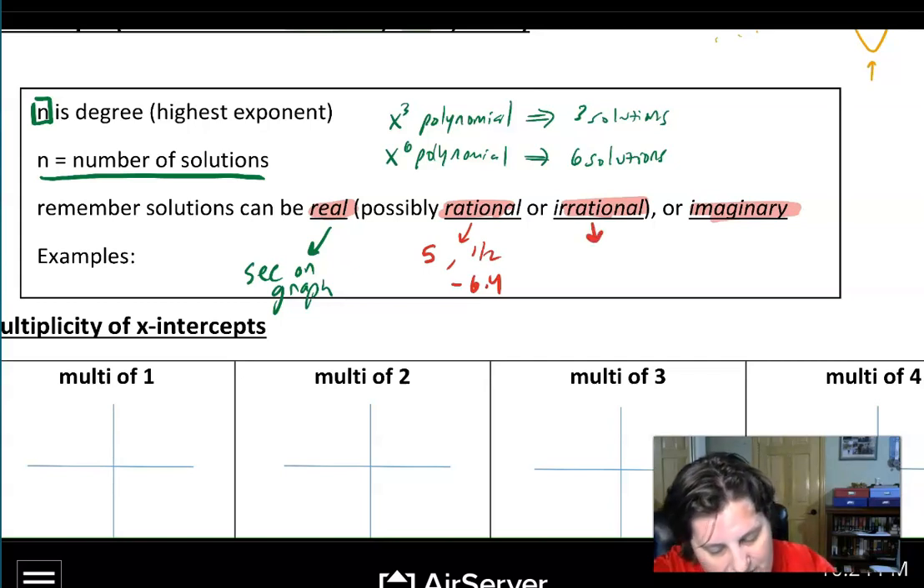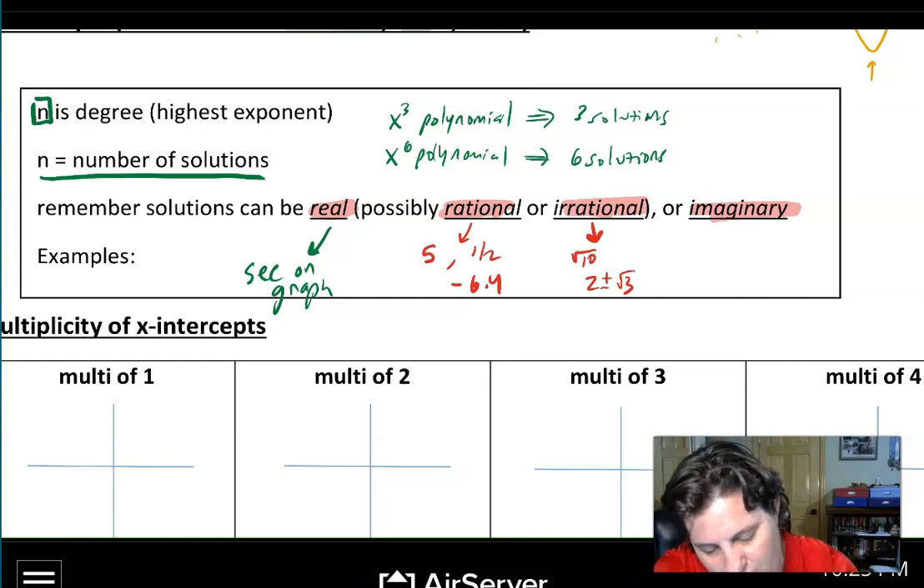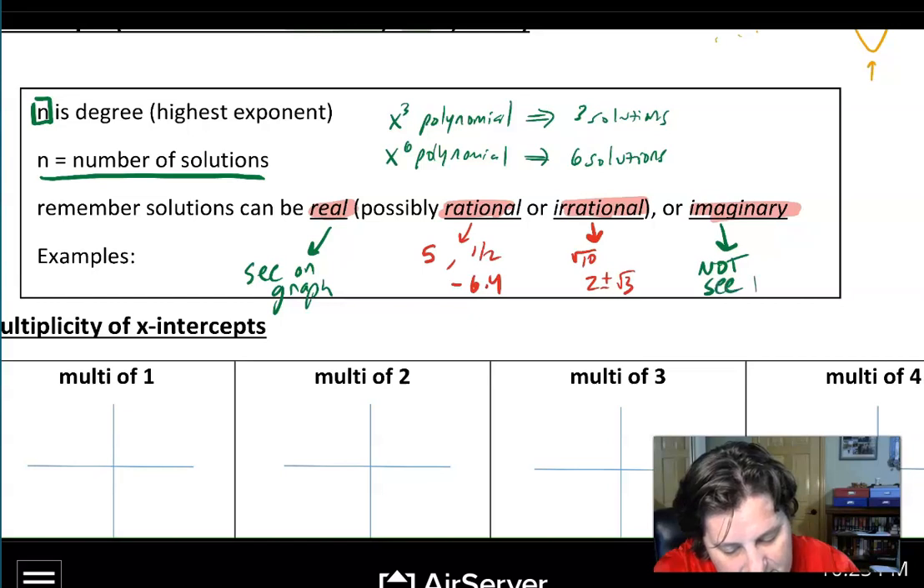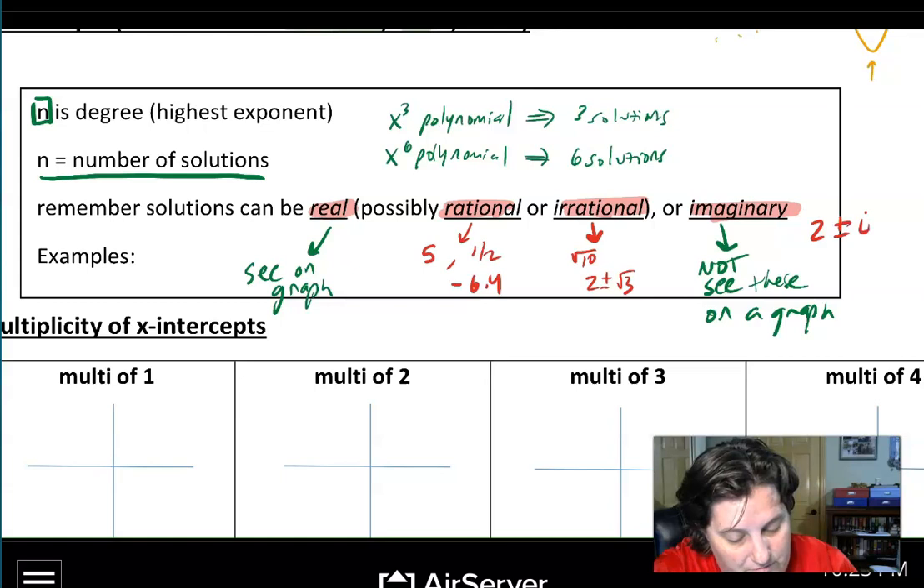You can also have irrational solutions. With irrational, we're talking about things like square root of 10, or like 2 plus or minus square root 3. You know how when you're doing quadratic formula, you sometimes get that? Those are irrational numbers. Okay, last but not least, we have imaginary. You cannot see these on a graph. And sometimes they look like this, like 2 plus or minus i. Okay, something like that.